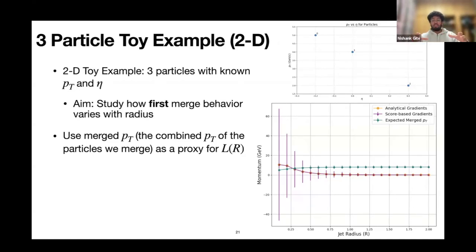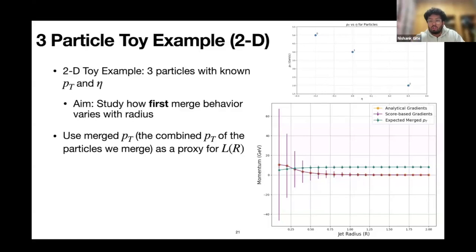So what do I mean by merge PT? Well, we sample like 10,000 times, let's say, and each time we either choose to combine particles 1 and 2, maybe we choose to combine particles 2 and 3, maybe we choose to combine 1 and 3, right? So we have all these different decisions that we can make. If we combine particles 1 and 2, we have the PT of those two combined. If we combine 1 and 3, we have the PT of those two combined, et cetera. And so the expected merge PT, which is going to be this cyan line, is just going to be the average of that value for a specific radius, right?